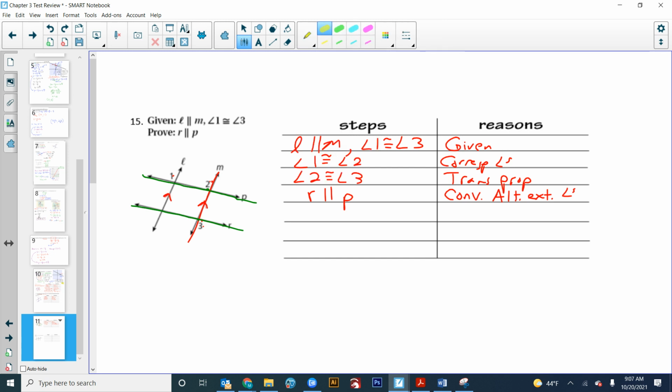The interior is here. It's between the 2 green lines. The exterior is out here. So the name alternate exterior means they, 2 and 3, alternate sides of the transversal, left and right. Exterior means they're both on the outside of those 2, what we now know are parallel lines. Okay. If they were here and here, they would be alternate interior. They'd be between them. Is that what you're asking? How do I know the difference between alternate exterior? Does that help at all?